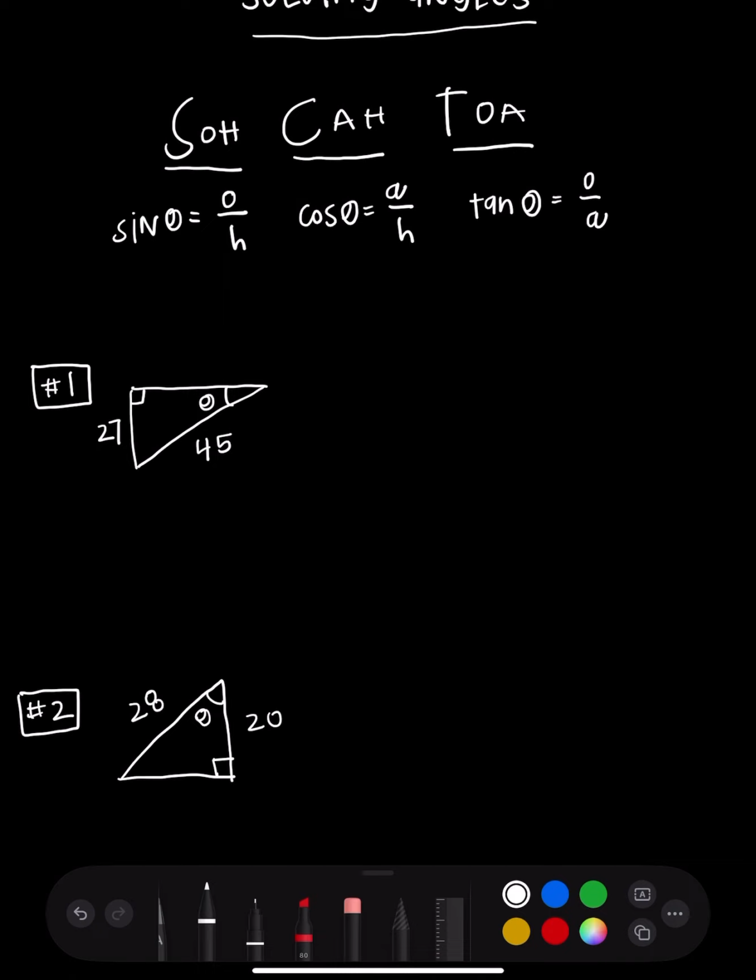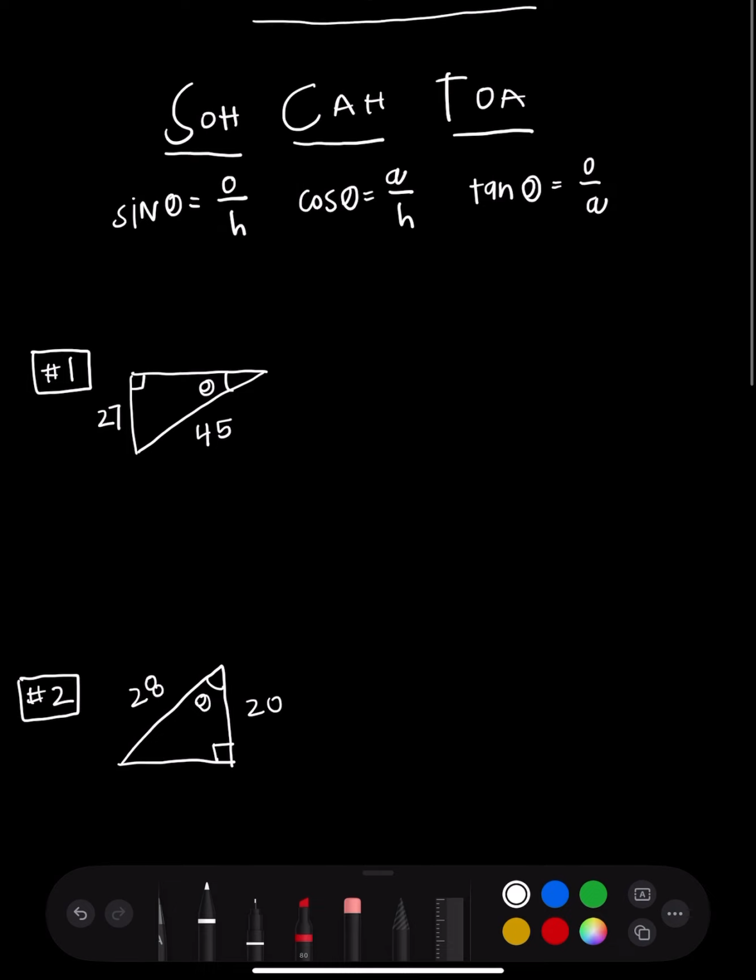So these are the three ratios that we're going to be working with in this video, and what we're going to be doing is solving for angles. So sometimes you get this right triangle and you have a couple of sides, but you want to find the angle that's associated with it. And to do that, we have to use trig. So let's get started with the first example.